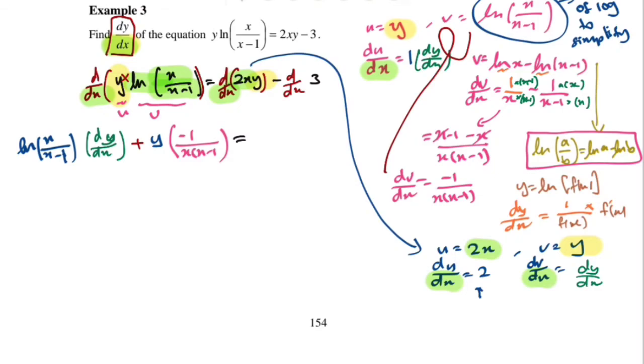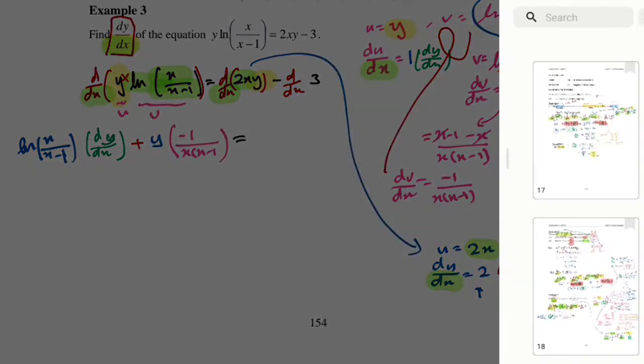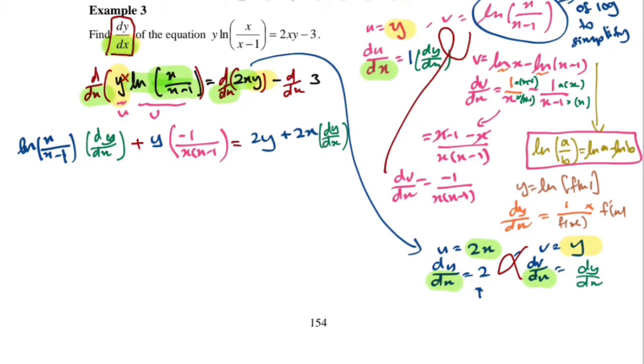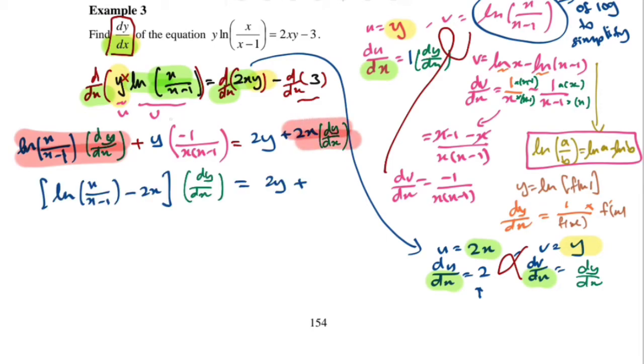Next, draw your crossfish and write down the formula of vu prime plus uv prime. And the last term that we have to differentiate is 3. So 3 is just a constant. When you differentiate it with respect to x, you just get 0. Next step is to combine or factorize the terms which has dy over dx. And then combine these 2 terms.